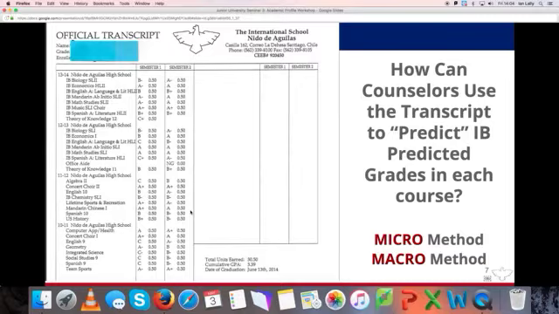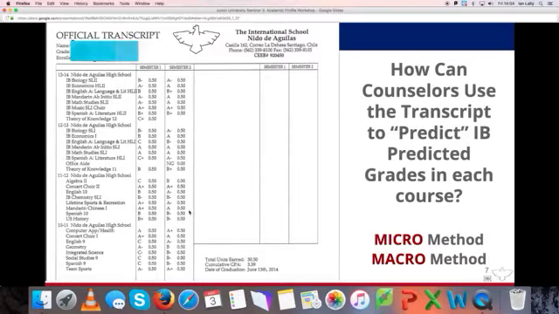Now, this can be more accurate, but for some students, particularly students that do well on exams for IB assessments but do not do their homework, you may have a little bit of a rude awakening when you get your predicted grades, because teachers look at homework and other indicators, what we call indicators of progress.